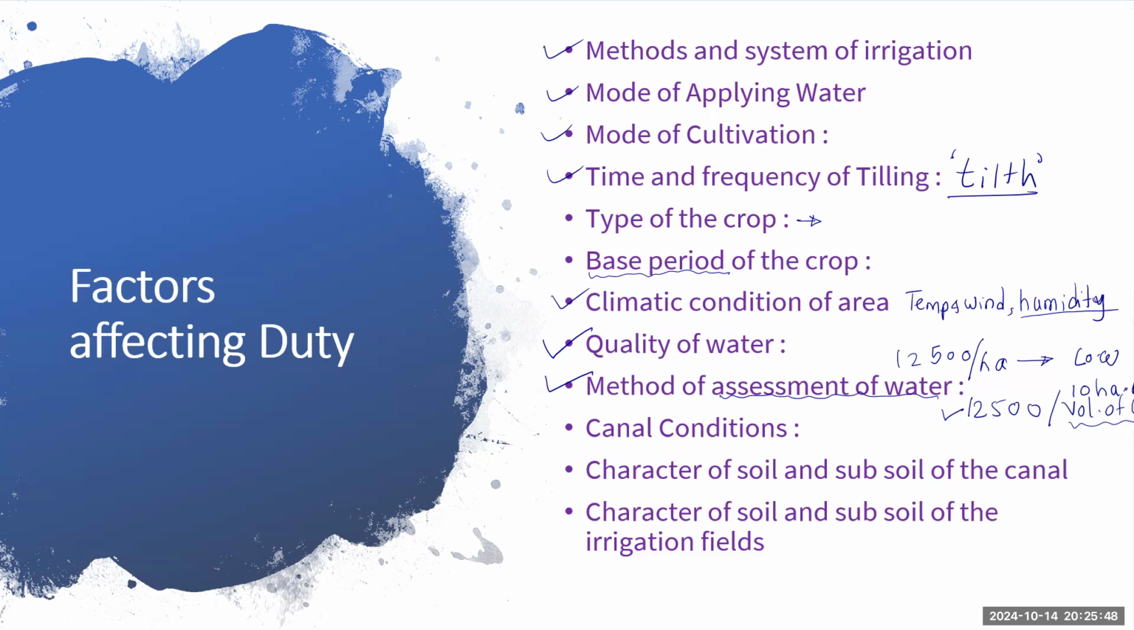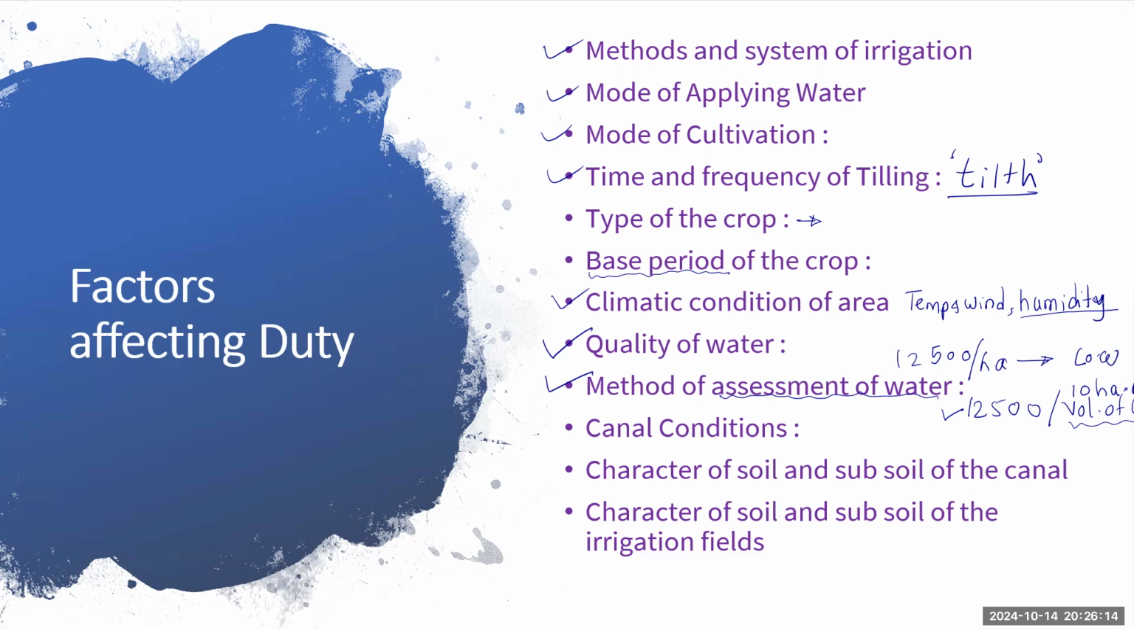Next is time and frequency of tilling. So what is tilling? Tilling is related to the tilth of soil. So tilling म्हणजे काय तर मराठीमध्ये मशागत करणं. ओके. आणि टिल्थ मशागत केल्यामुळे जमिनीचा जो पोत सुधारतो. Okay, that is called as tilth.